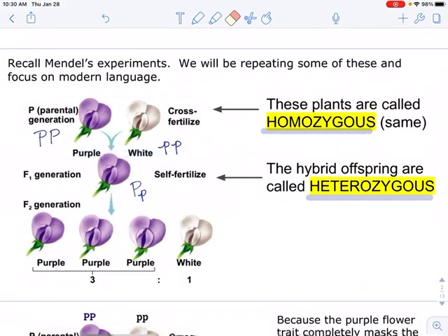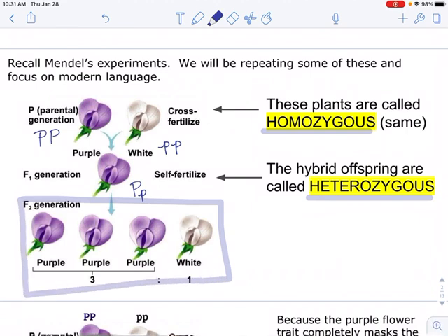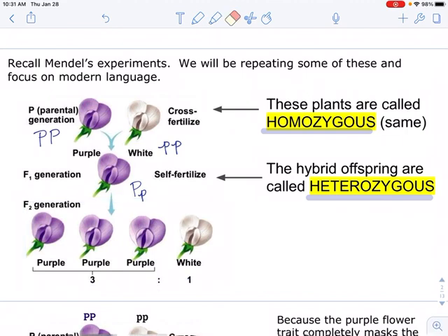And then if we allowed that F1 generation to self-fertilize or cross with itself, that's how we produce the F2 generation, or the second filial generation. And this is usually the generation that we ask about when we're asking about genotype frequency or phenotype frequency.